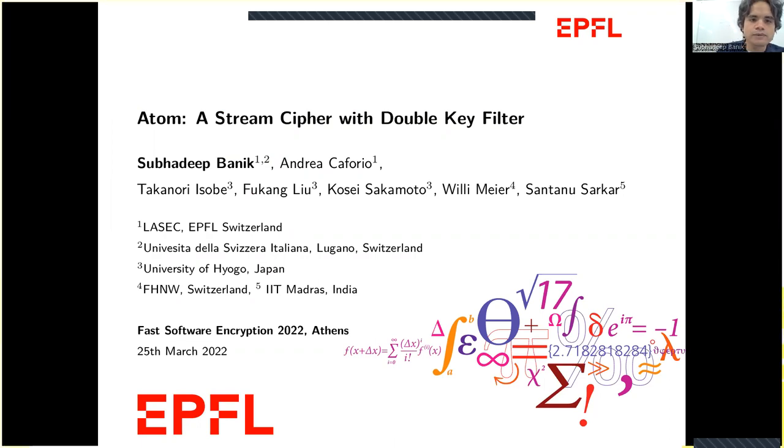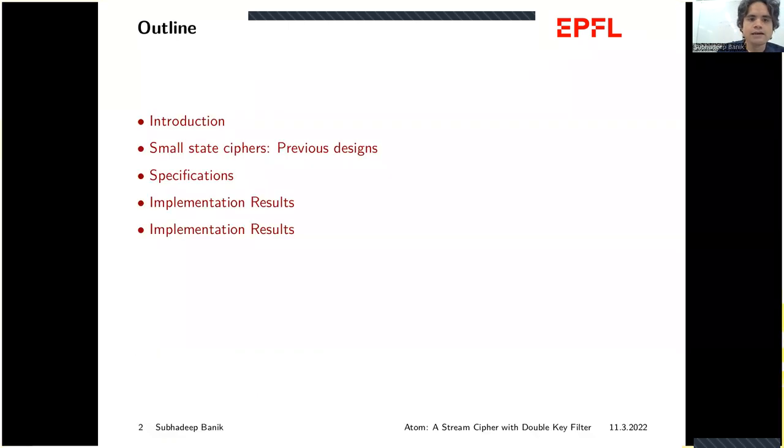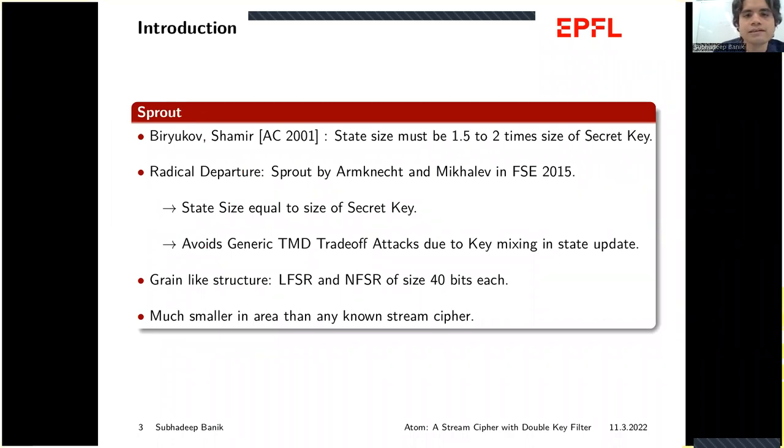Today I'll be talking about the stream cipher Atom that employs a short internal state as well as a double key filter. Now the main question to consider over here is why or how a stream cipher with a short internal state is any different from a stream cipher with a longer internal state, for example.